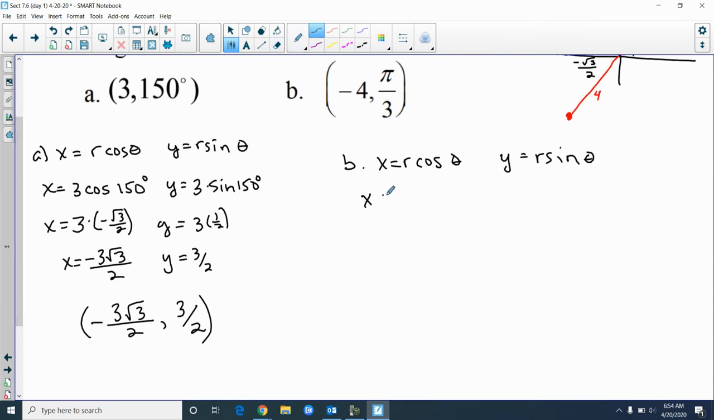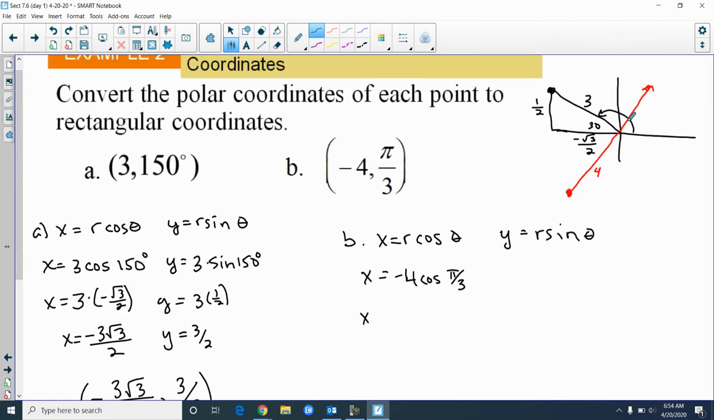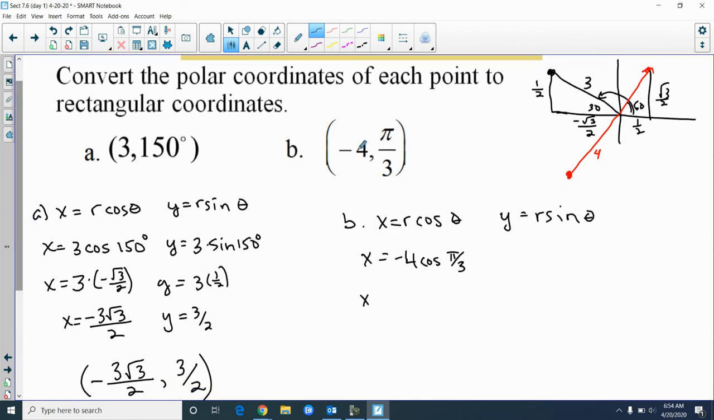So for x equals r cosine theta, it's negative 4 cosine of pi over 3. We'll figure out cosine of pi over 3, because if that's 60 degrees, opposite is square root of 3 over 2, adjacent is 1/2. Cosine of 60 degrees is going to be positive 1/2. So you get negative 4 times 1/2, which is negative 2.